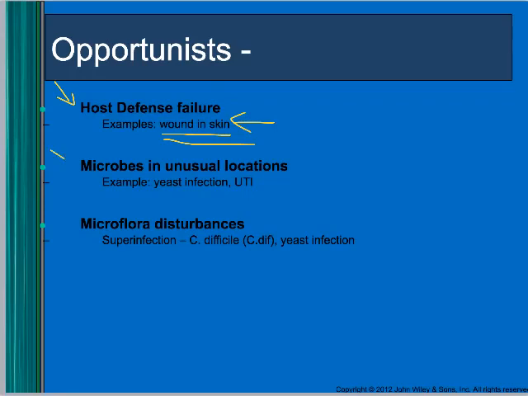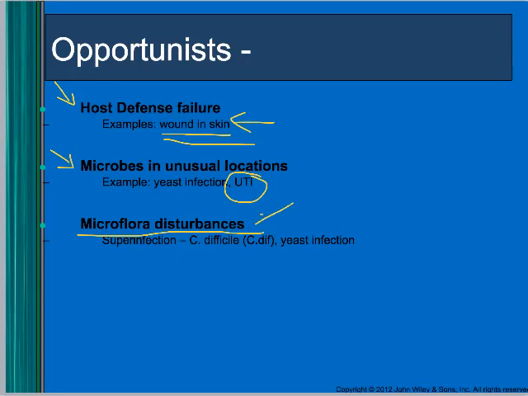Okay, so sometimes we have microbes in unusual locations. A good example of that is a urinary tract infection. When little girls learn to wipe, there's E. coli in feces, and sometimes they get feces in the urinary tract. That puts E. coli where it's not supposed to be, and it causes a urinary tract infection. We've talked about this before, I think.